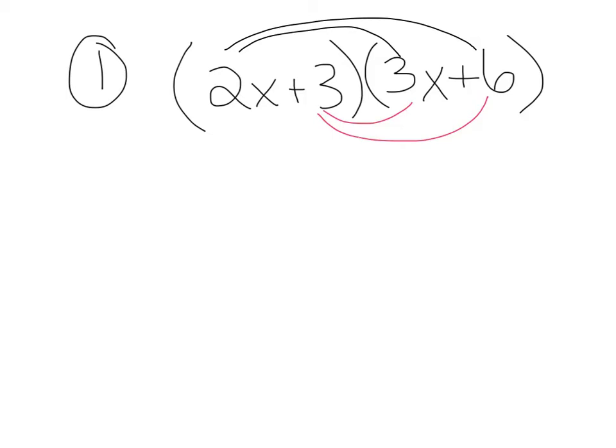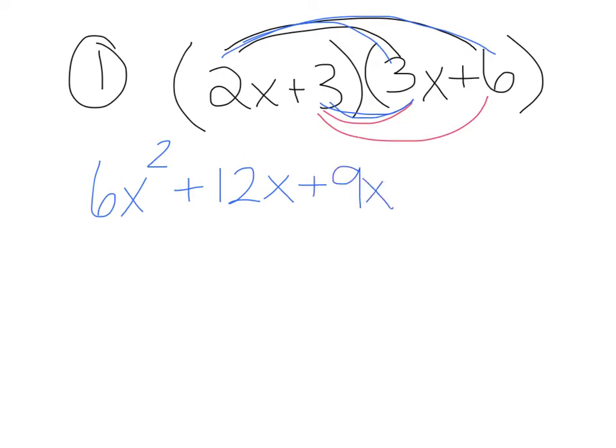First, we take 2x times 3x, which gives you 6x squared. Then we take 2x times 6 to give you 12x. Then we move to the 3, so we take 3 times 3x to give you 9x, and then 3 times 6 to get plus 18. So 4 terms, because we multiplied 4 different times.